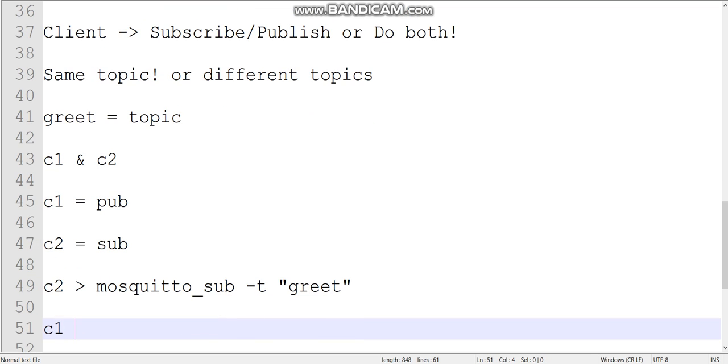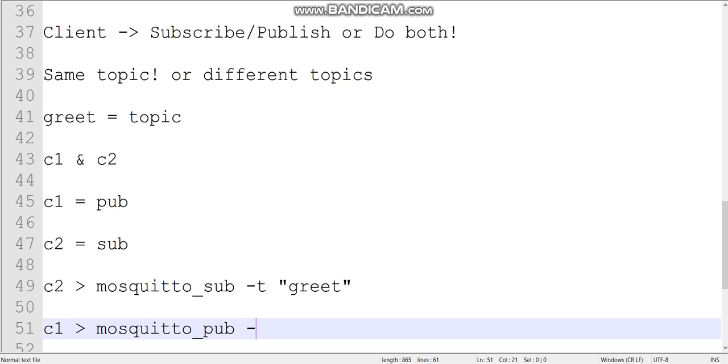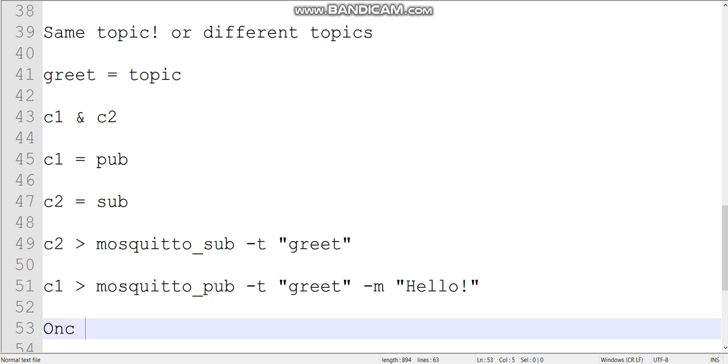Now C1 is publishing this: mosquitto_pub -t greet, and here comes the message. So what happens is on C2's screen, the message hello pops up. So this is how it works, right? So I hope you understand the functioning of MQTT.